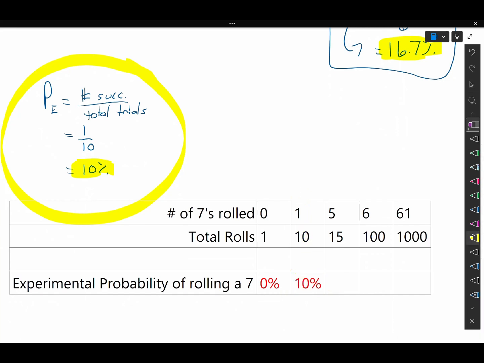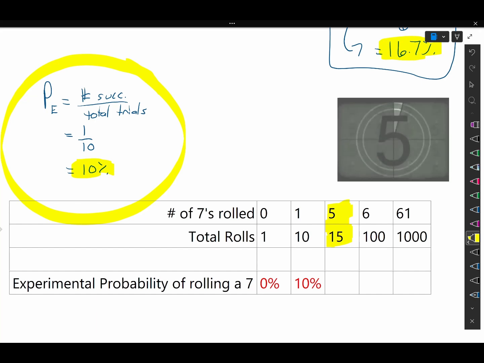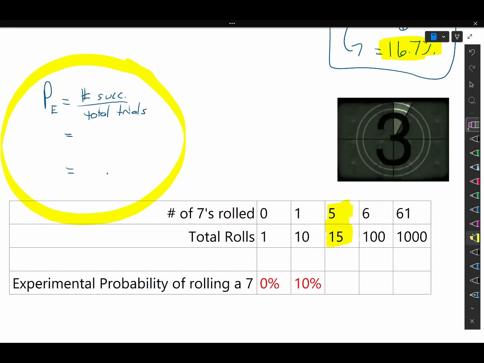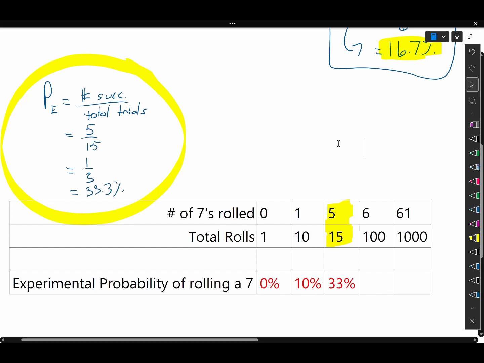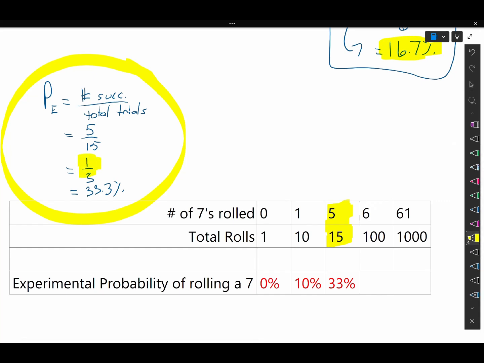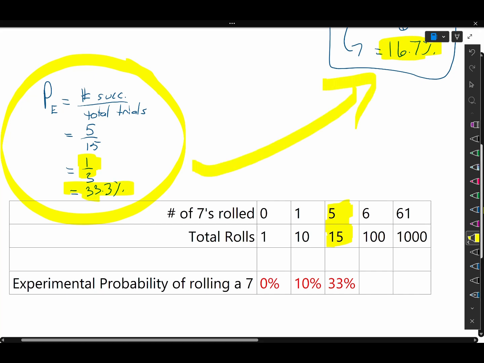Again, I want you to perform this same activity. This time, we have rolled 5 7s. By the time we've rolled 15 times, we've rolled 5 7s. I want you to make an adjustment to your calculation and determine what is our new experimental probability. Okay, so at this point, we rolled a 7 1/3 of the time. That is 33% of the time, which is almost twice as much as our theoretical probability. But that being said, we've only rolled these dice 15 times.